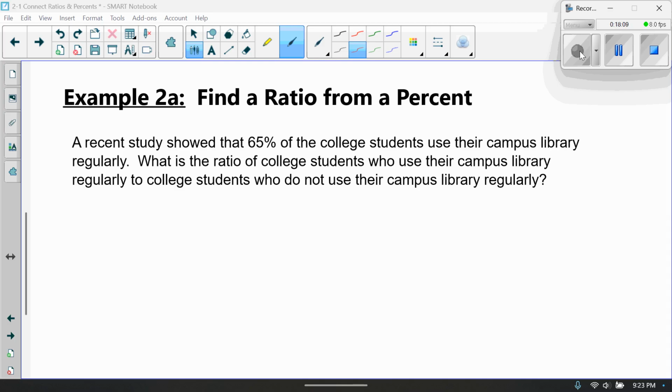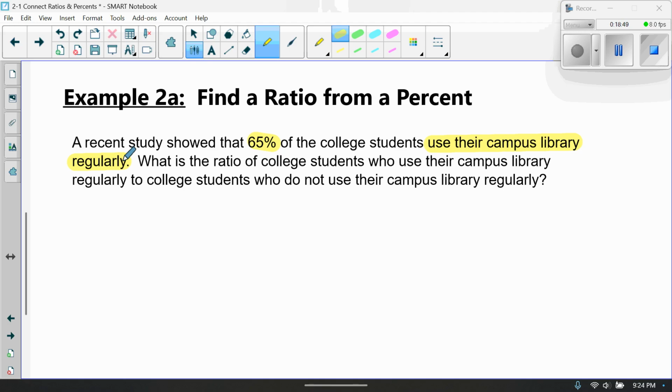All right, so let's take a look at example 2b. Again, we're going to find the ratio from a percent. It says a recent study showed that 65% of college students use their campus library regularly. What is the ratio of college students who use their campus library regularly to college students who do not use their campus library regularly? Okay? Now, the important information here is that 65% of college students use their library regularly.